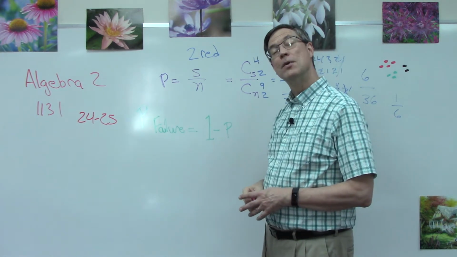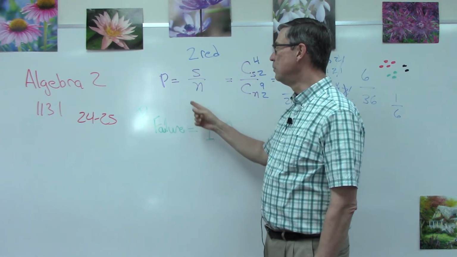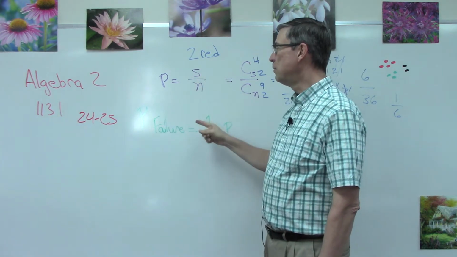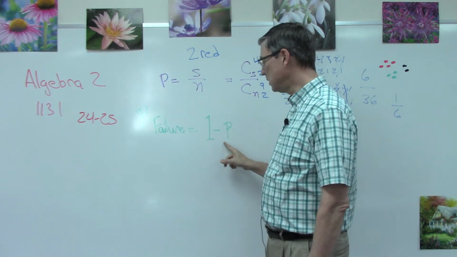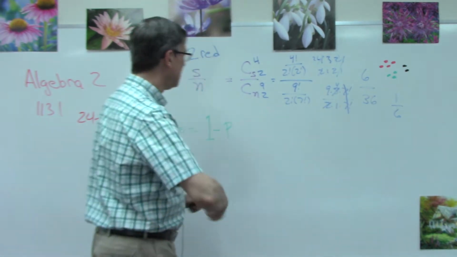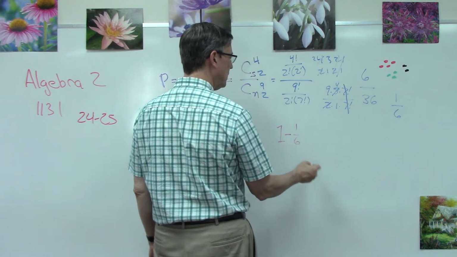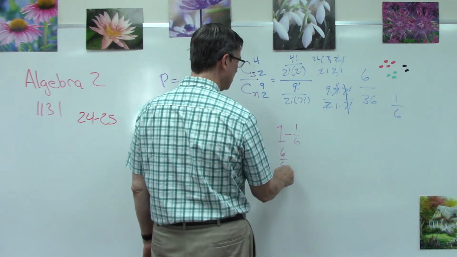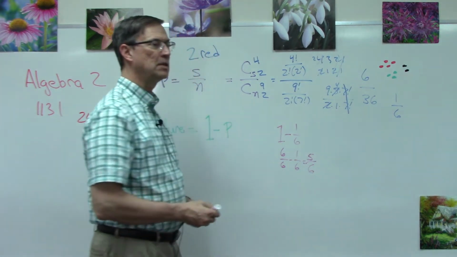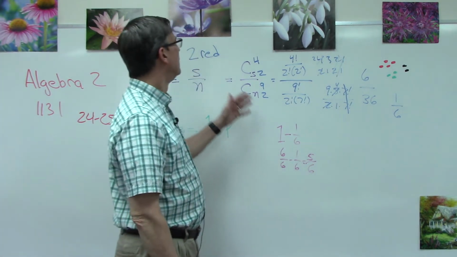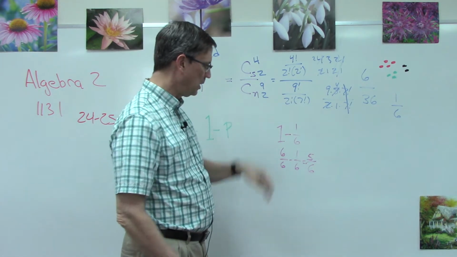So now the question is, what is the chance that we will not get 2 red jelly beans? And look at this formula. It's so easy. Once we know what the probability is, then the probability of not getting that is we take the number 1 and we subtract the probability. Okay? So in this case, I'm going to say 1 minus 1/6. So we just got to have a common denominator of 6/6 minus 1/6. So the answer is, the chance is 5/6 that we will not get the red jelly beans, and 1/6 chance that we will get 2 red jelly beans.